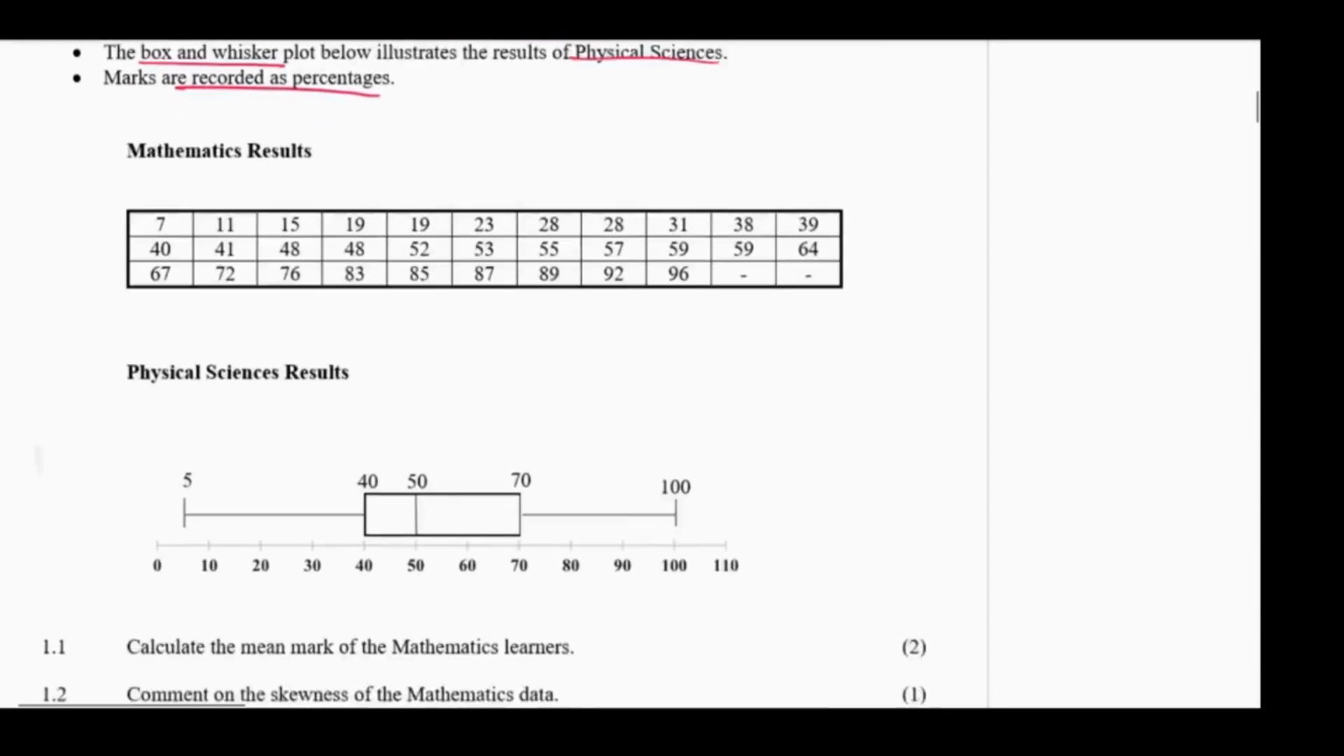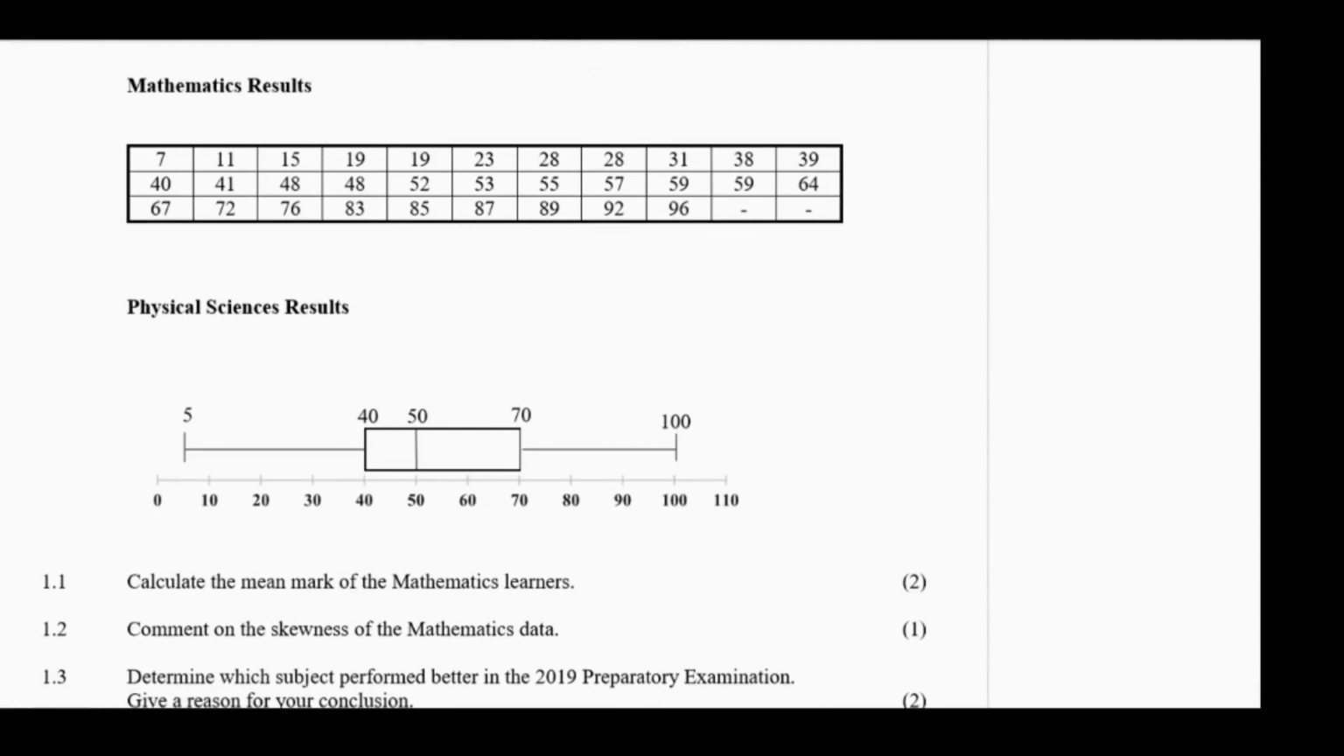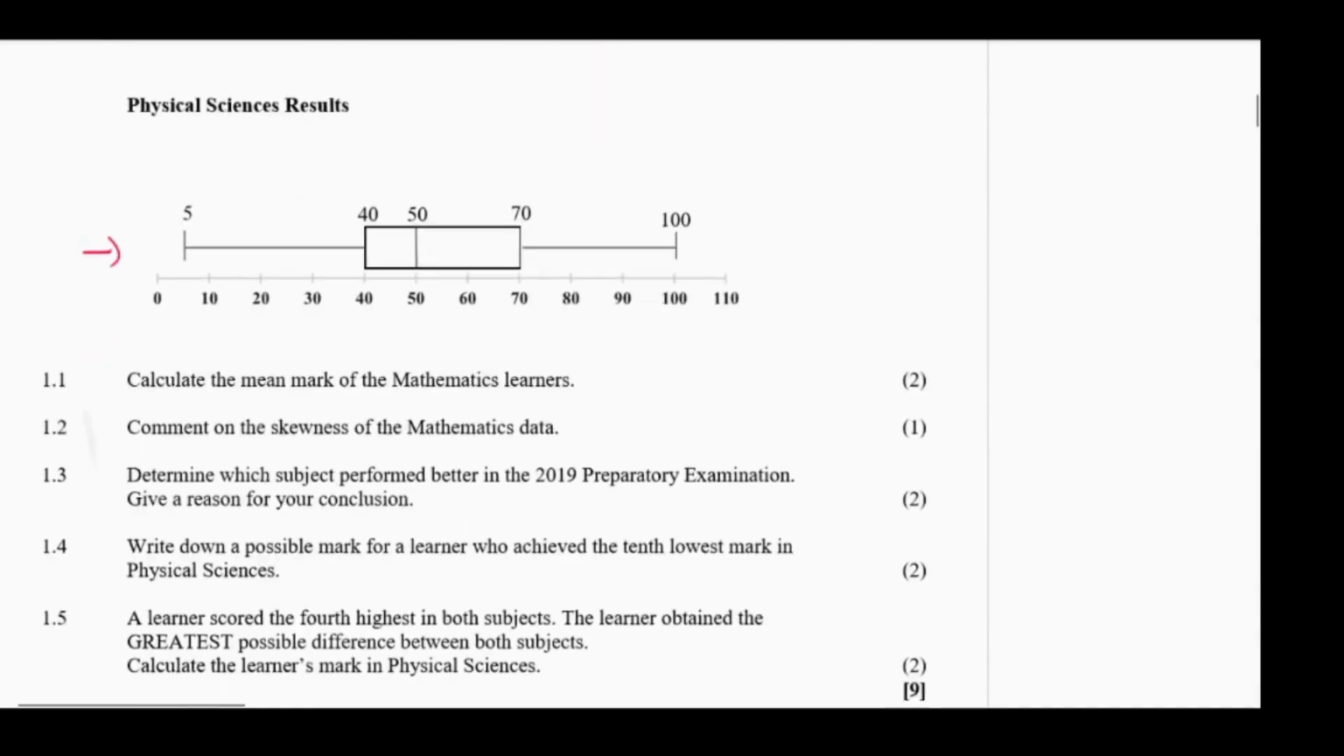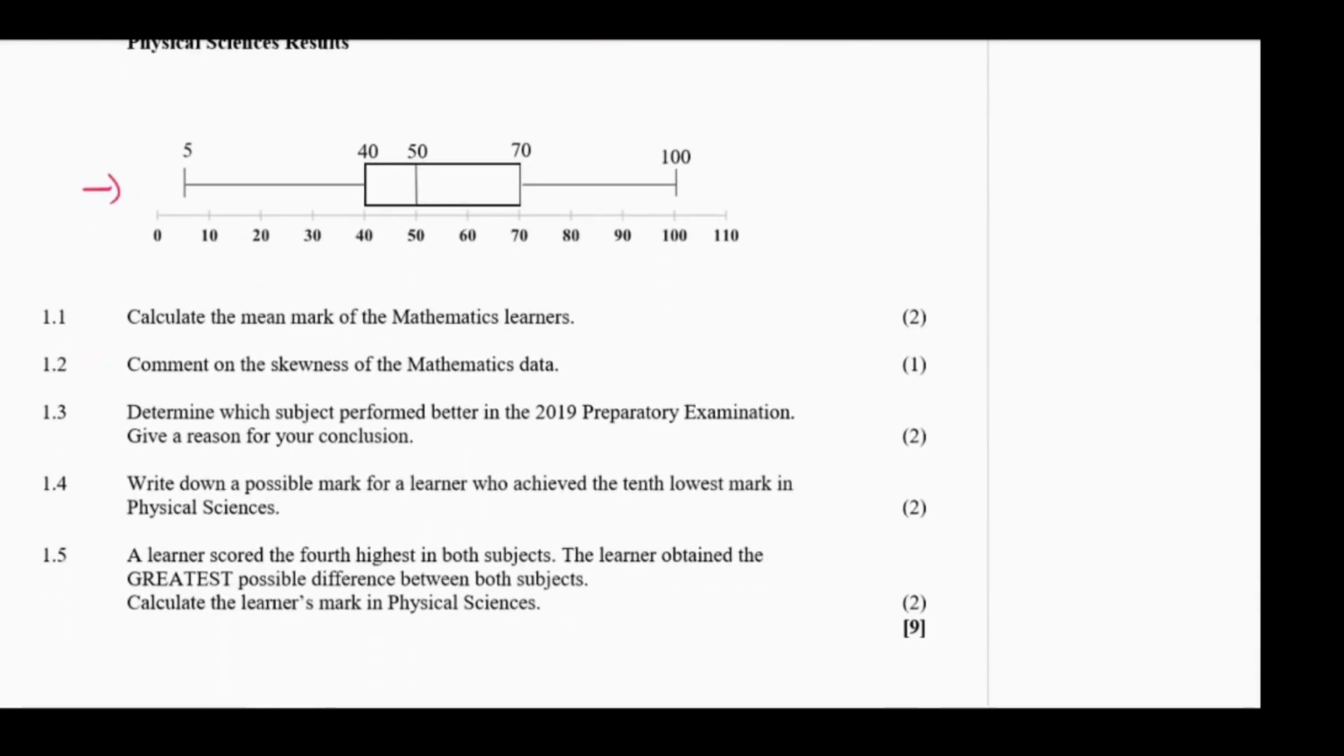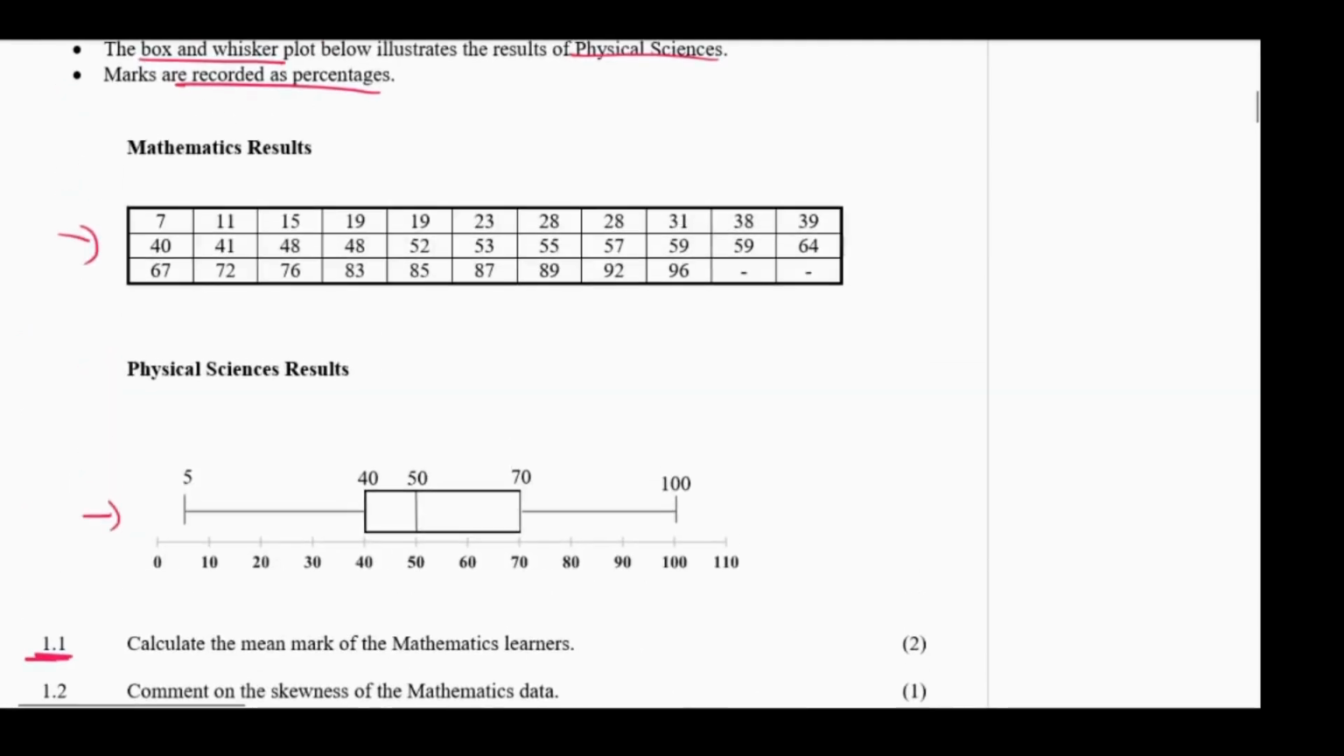As you can see here, we have the results of maths and physics. These are for maths and these are for physics. Now in 1.1, we are asked to calculate the mean mark of maths learners. We have these marks for maths, and to find the mean, we know that it's going to be the total marks divided by the number of learners, right?